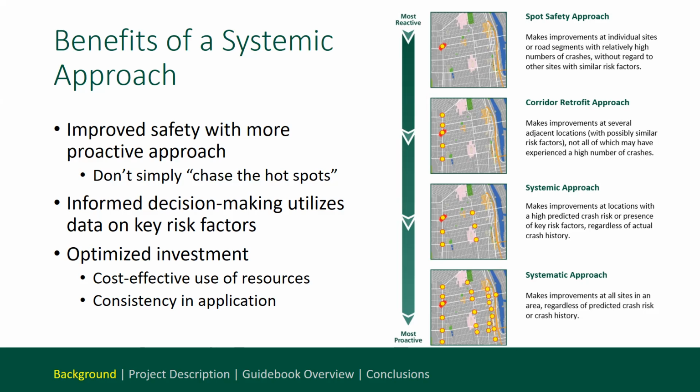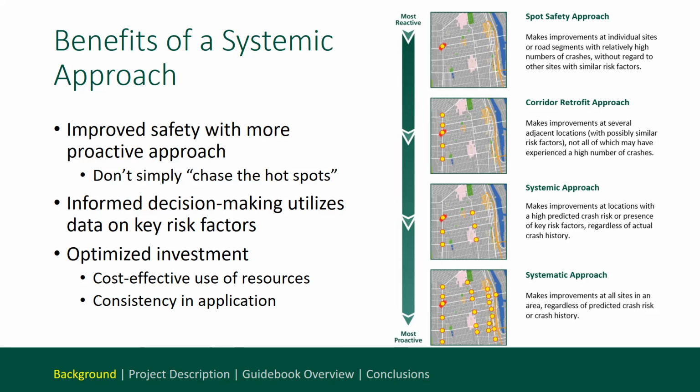The second thing is the corridor retrofit approach. That's where you look at the whole corridor. You try to fix the whole corridor. You look at all adjacent locations that may possibly have similar risk factors, but you look at the corridor to make sure that you're not just fixing one hotspot and it's just migrating the safety problem. Because sometimes when we take the hotspot approach, we don't actually fix the problem. We just move the problem to another location. So taking this approach makes it a little bit more proactive in that you are treating all the adjacent locations, possibly looking at risk factors as well.